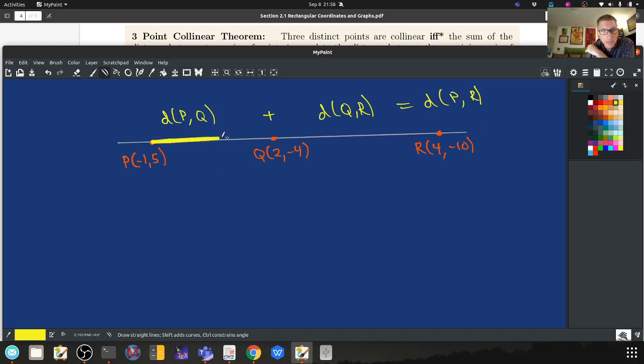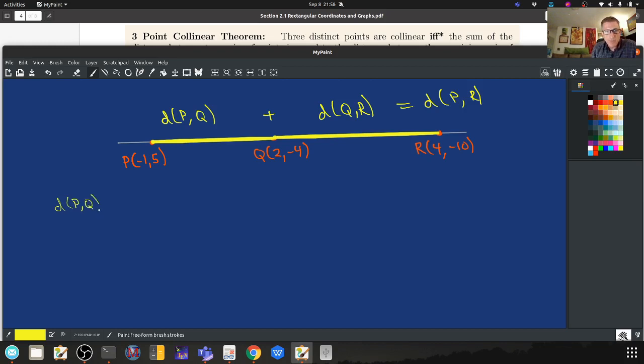So this is the distance between P and Q, and I'm going to add it to the distance between Q and R. And clearly, if they're collinear, it's the same as the distance between P and R. So that's what's going on here. So let's see what mathematics tells us when we go to calculate this. So let's first find the distance between P and Q.